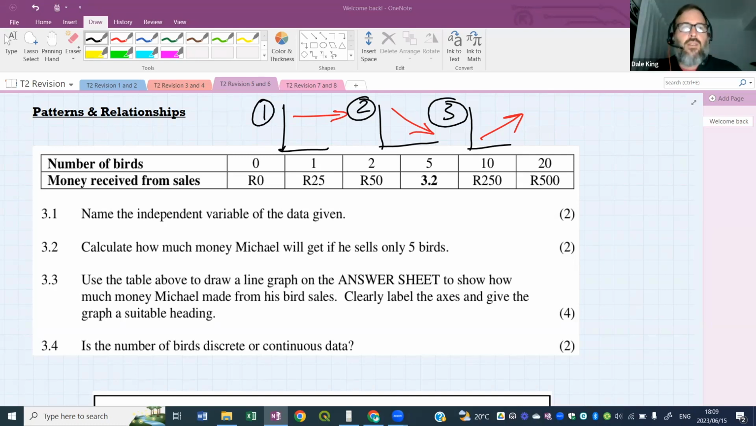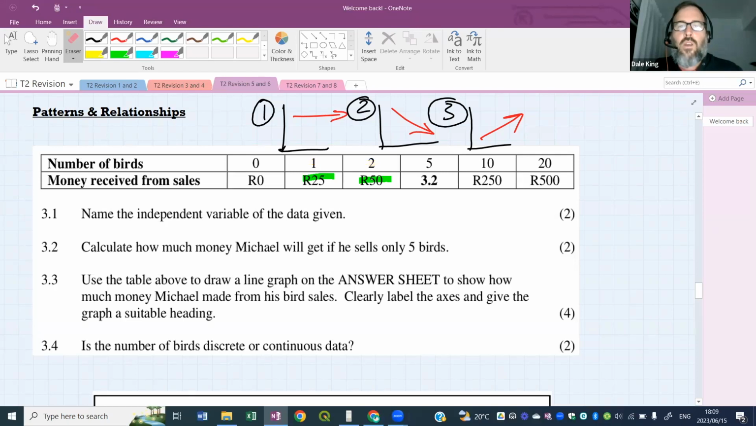What that means is as the number is increasing, the rand value is increasing with it. If you double 1, you get 2, and if you double the 25, you get 50. So the increase is proportional, together at the same time. We could say it's linear increasing, and it's a proportional relationship.